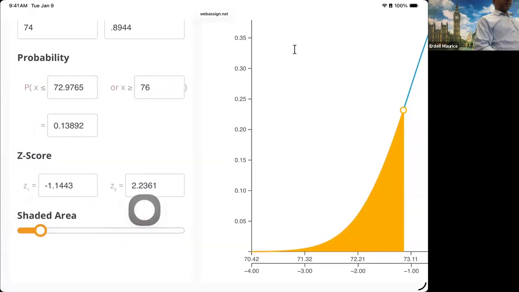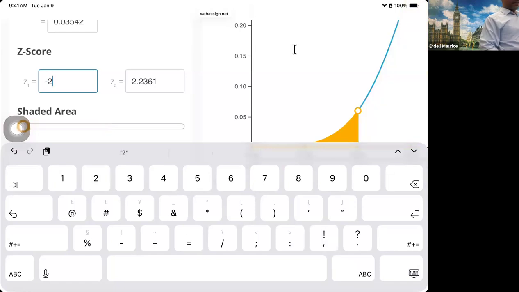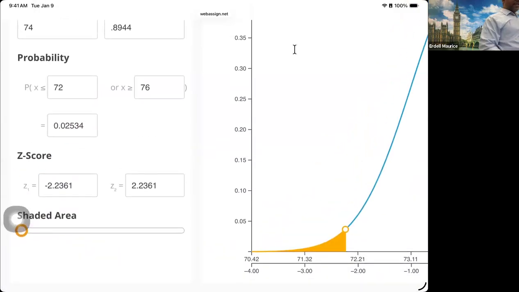And so you see the score right here, 2.2361. You put it over here, but the negative version, because it's a two-tailed test, it has to be the same amount on each side. Again, this is slightly different from your regular one-tailed test. And then you'll see right here, 76 and 72. 76 is 2 points above 74. 72 is 2 points below 74. All right? Again, the key thing right here is these two z-scores must be the same. Questions there?